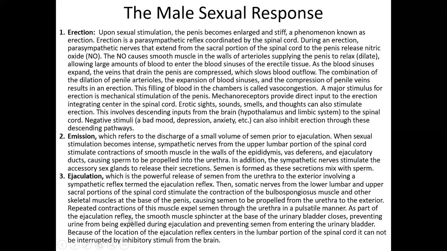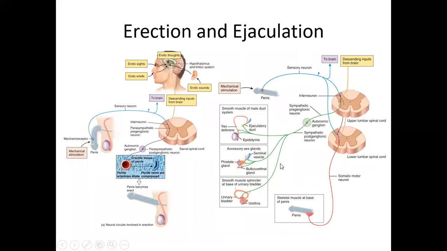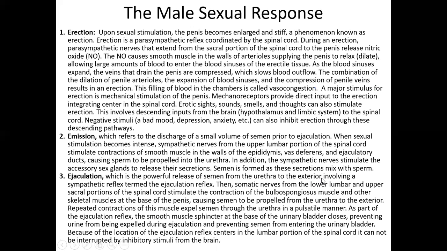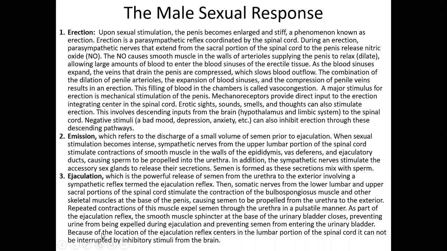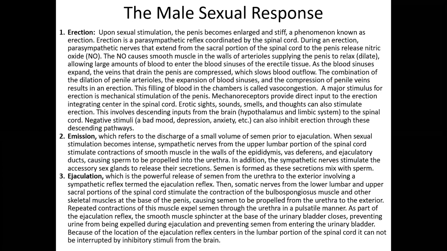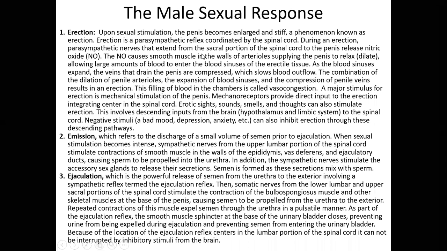As part of the ejaculation reflex, the smooth muscle sphincter at the base of the urinary bladder closes, so the internal urethral sphincter contracts and prevents the bladder from emptying any urine. So no pee comes out with the ejaculate. Because of the location of the ejaculation reflex centers in the lumbar portion of the spinal cord, it cannot be interrupted by inhibitory stimuli from the brain, meaning that once it starts, a man can't stop it. Nothing can be stopped. At this point, it's going to happen no matter what.